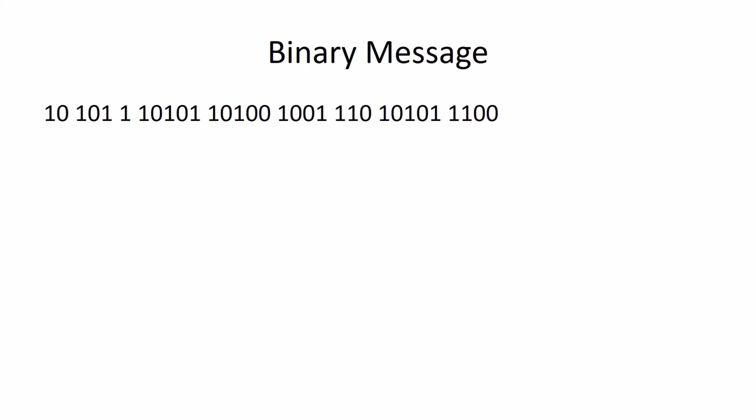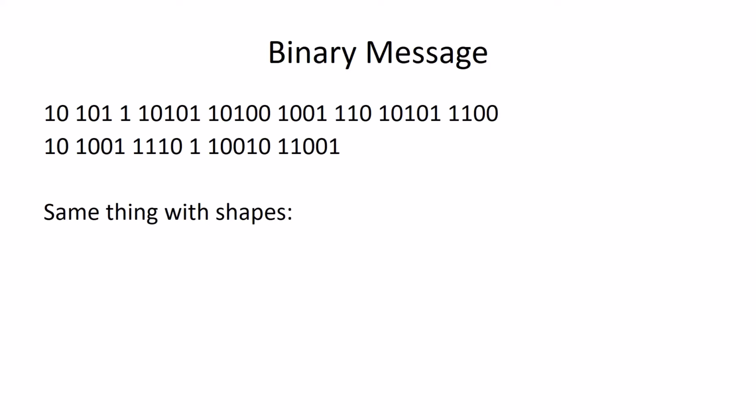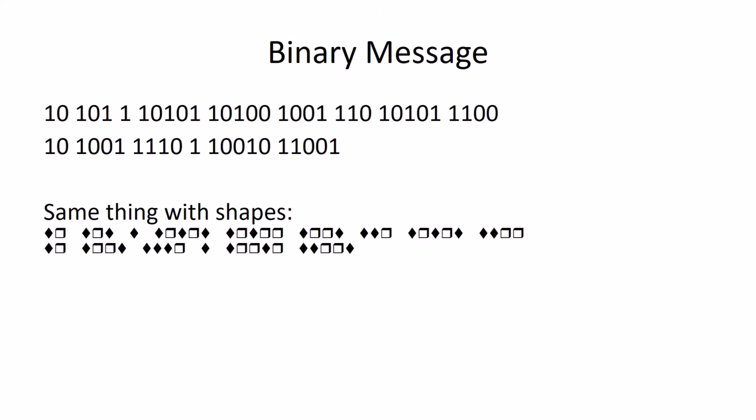So now let's look at a message in binary. First, I did it with numbers, but I can also put that into shapes. In this case, I picked diamonds and squares. So a diamond is 1, a square is 0. And that's what it looks like with shapes. But then to figure it out, I go back to the chart, and it turns out the first word is beautiful and the second word is binary. So that was a long way to say a short message, but there it is.